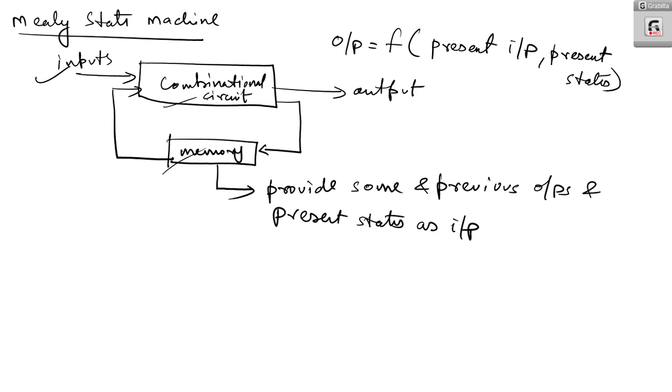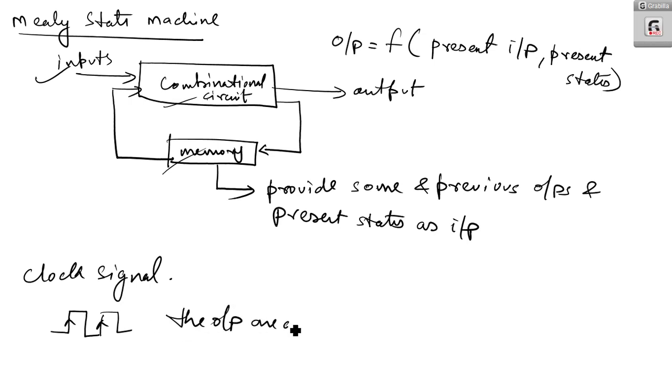Now, here again, in a sequential circuit or state machine, it works on the clock signal. So what you can say is, if you are going for a positive transition, generally, then the outputs are only valid for positive transitions. Whereas if you are going for negative transitions, then the output is only valid for those negative transitions.